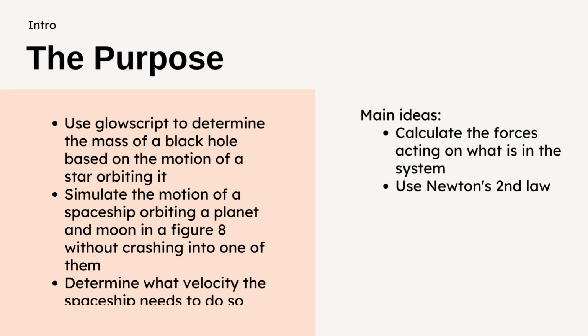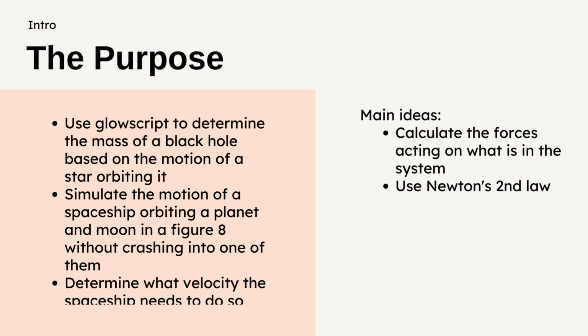The purpose of this lab was to create coding using GlowScript that would determine the mass of a black hole based on the motion of a star orbiting it. And then for our second part of the lab, we coded again and we simulated the motion of a spaceship that was orbiting a planet and a moon in a figure eight, and we had to avoid crashing into one of the two objects.